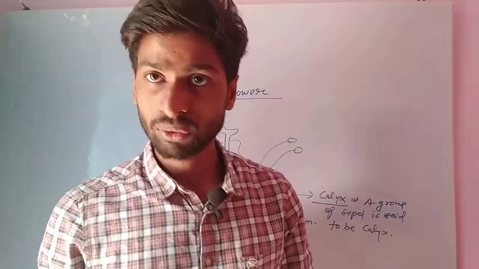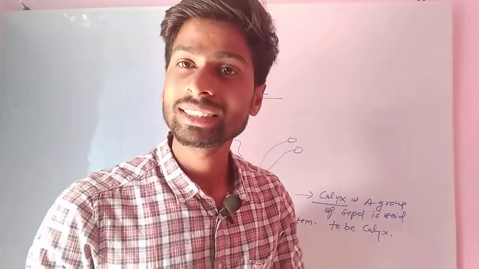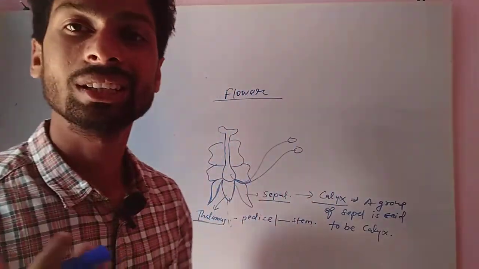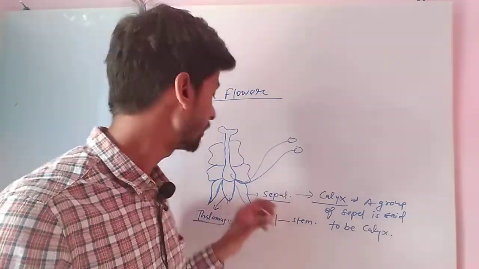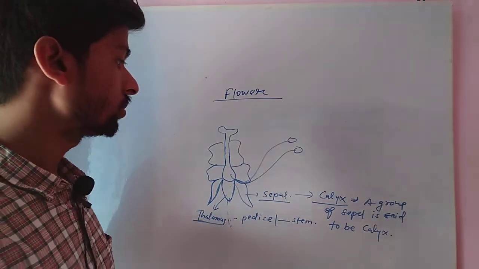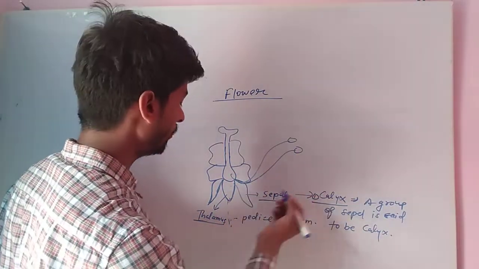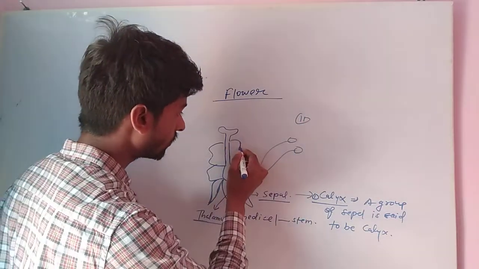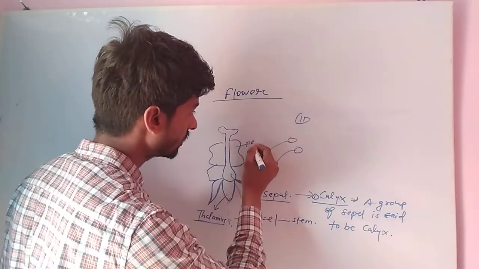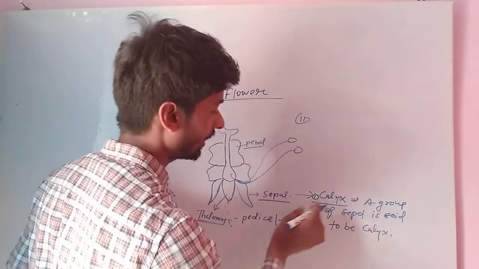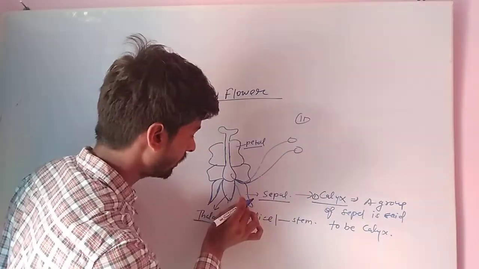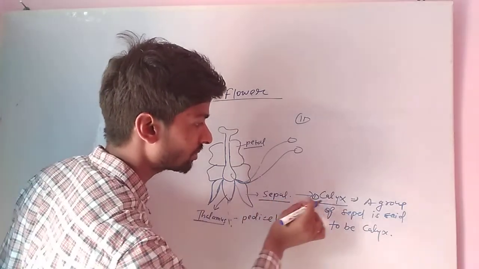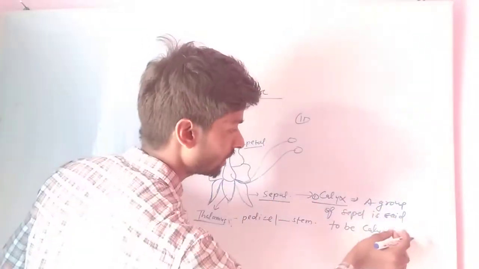When you see a flower, the calyx is always green, and the main work of the calyx is to protect the buds of the flower. So this is the calyx. Now we are moving to the second part. This is known as a petal. Like the sepals, there are many petals, one after another. A group of sepals is said to be a calyx.